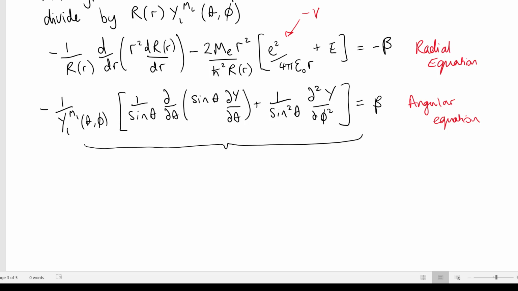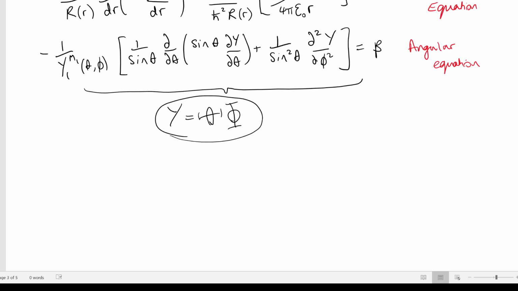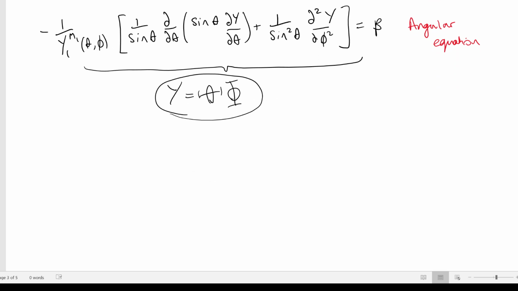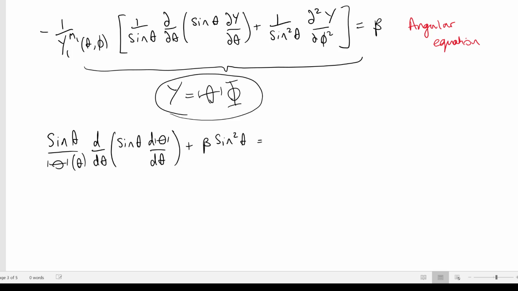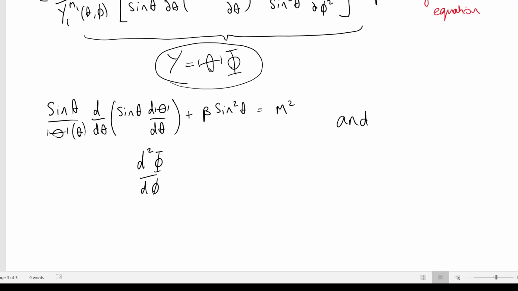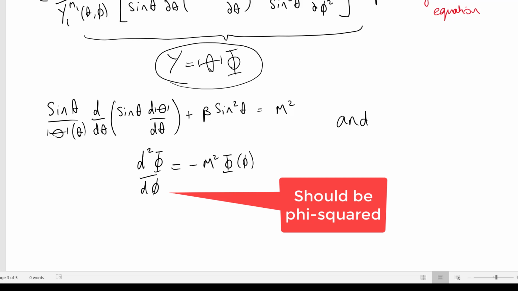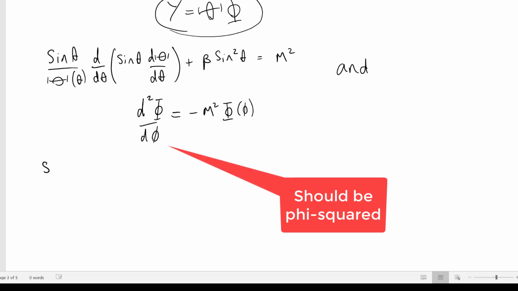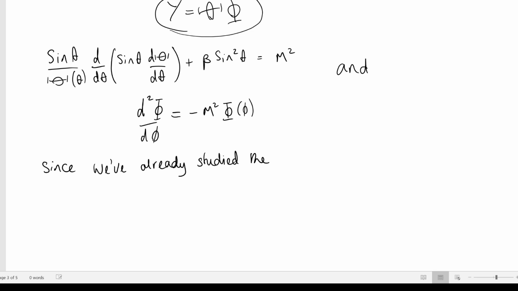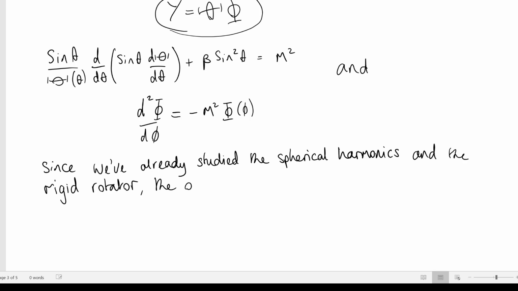And if we look on page 270, we'll find that when we separate the y value, of course the y term can be written up into two functions, one in theta and one in phi. When we do that, I'll write down the equations that we end up with. Again, we apply another separation of variables approach to this. You've seen this in chapter 6. We would end up with two equations, which I'll draw here for you, that should seem very familiar. And really the main point here is, since we've already studied the spherical harmonics and the rigid rotator, the only incremental work left to be done is to explore the radial equation.